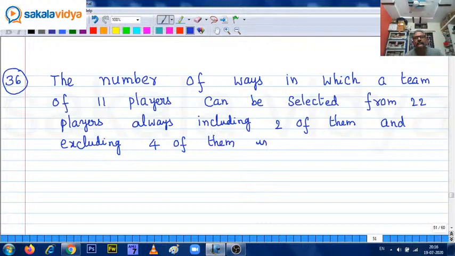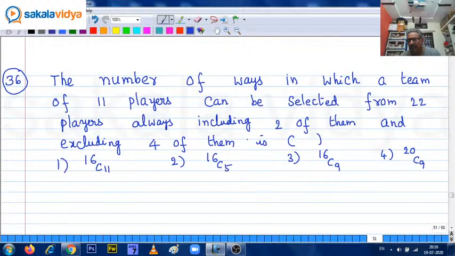This is a very, very important question. Please look at the screen and read the question carefully, and try to understand the problem. Options: 16C11, second 16C5, third one 16C9, fourth 20C9. So the number of ways in which a team of 11 players can be selected out of 22 players. What is the condition imposed here? Two of them should always be included, four of them should be excluded.